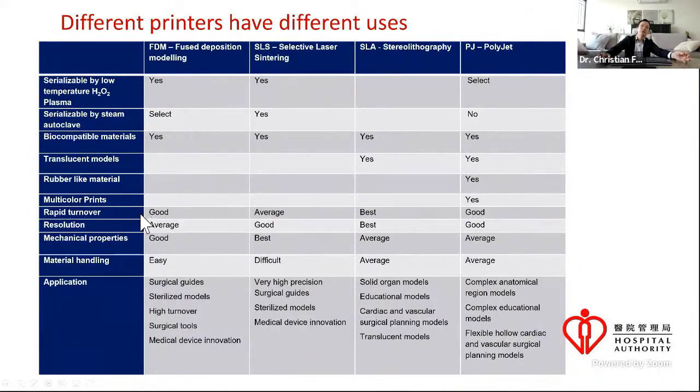For rapid turnover, I think you need a good caseload if you want the SLS, but usually the FDM is the best for rapid turnover. For the resolution, so best detail, the light-based SLA or the PolyJet are good. Handling is easiest in the FDM and difficult for the SLS, but average for the other two types of machines. So there are various uses. I think to have a full-blown 3D printing lab, you have to have all of these types of machines.